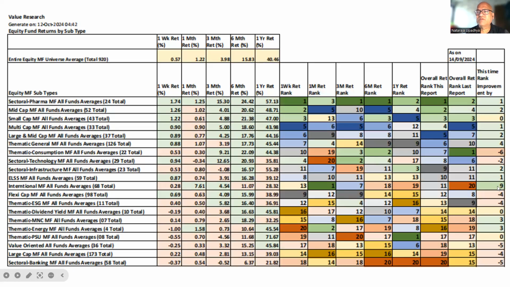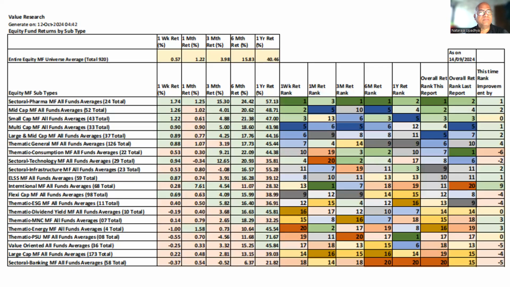ELSS funds improved by 1 position. The biggest improvement, international funds improved by 9 positions, though it is 13th for the week. So keep that in mind. Then slippage was there in ESG funds by 4 positions. Flexi cap also slipped by 4 positions. Dividend yield, no slippage. Similarly, small cap remained same.